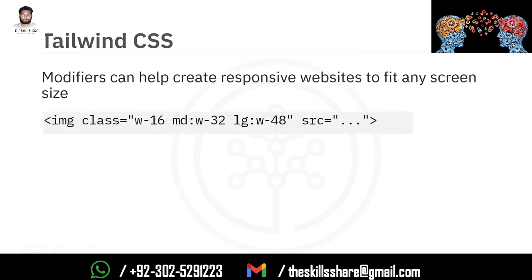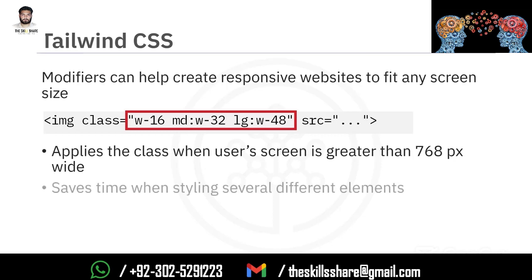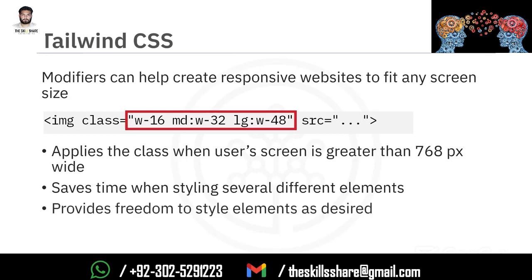For example, adding md: before a class will only apply the class when a user's screen size is greater than 768 pixels wide, which is defined by Tailwind as a medium-size screen. This code will display an image with a width of 16, or 64 pixels, by default, a width of 32, or 128 pixels, on medium screens, and a width of 48, or 192 pixels, on large screens. This saves developers a lot of time when styling many different elements, allowing them more time to focus on the back end. It also provides them the freedom to style elements however they want.